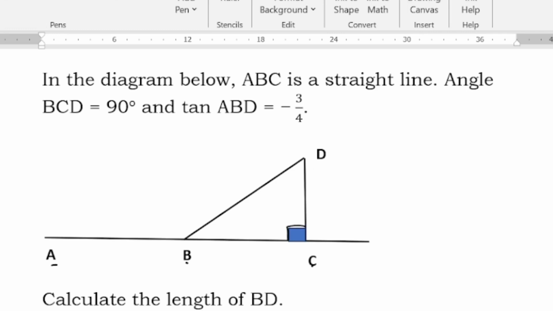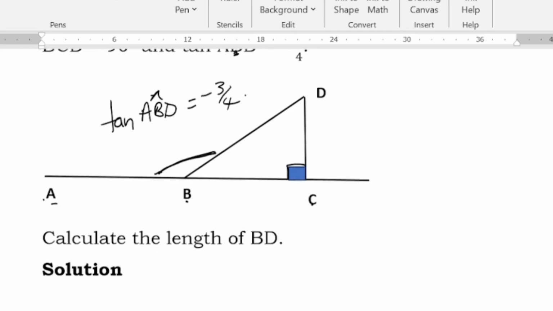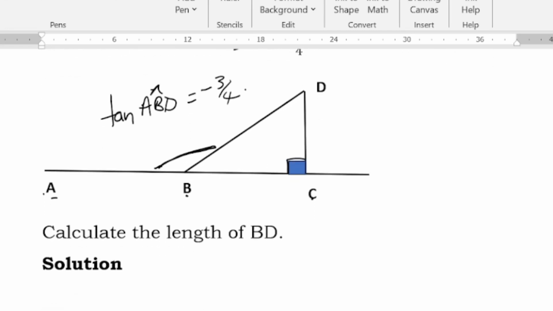And then tan of angle. Remember, the middle letter is always the angle. That's what the angle is. So tan of angle ABD, which is this one here. We are given that the tan of this angle, angle ABD, is equal to negative 3 over 4. And then they're saying, find the length of BD, which is this one here. That's the one we're trying to find.